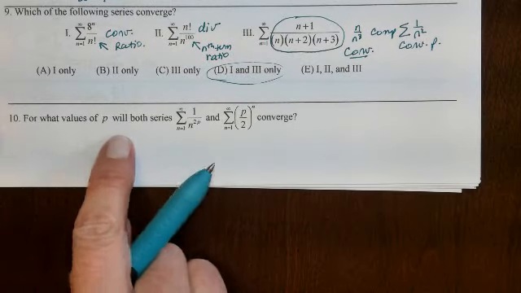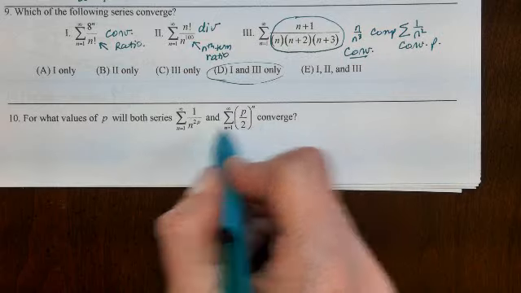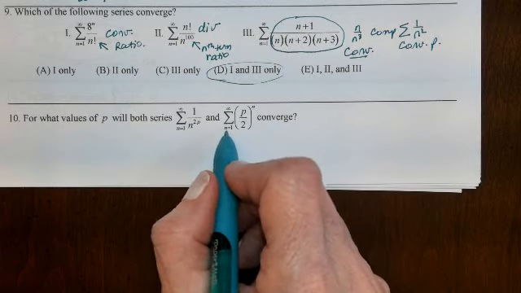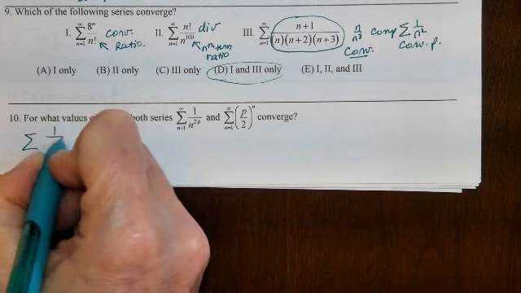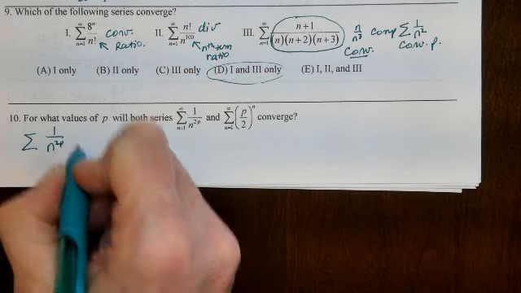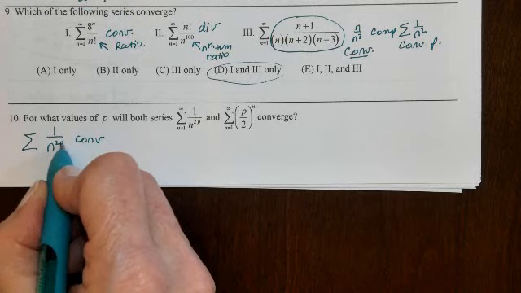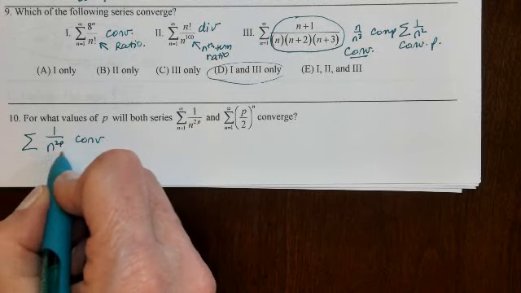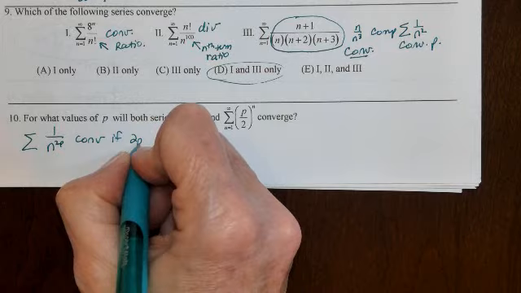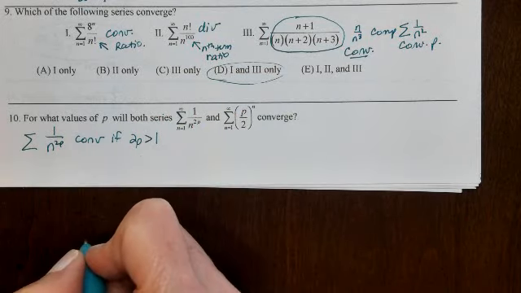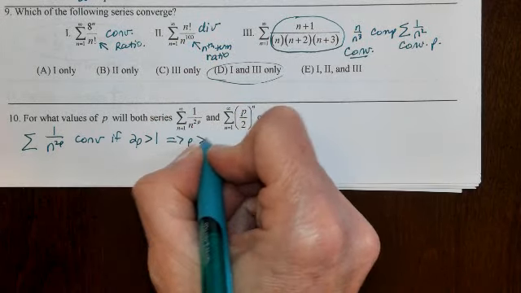Number 10, for what values of p will both of these series converge? Well, let's take a look at this one. This converges. It's a p-series, and we know that the exponent needs to be bigger than 1 to converge. It converges if 2p is bigger than 1, which means p has to be bigger than 1/2.